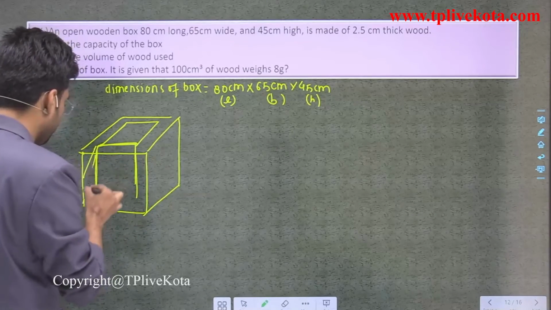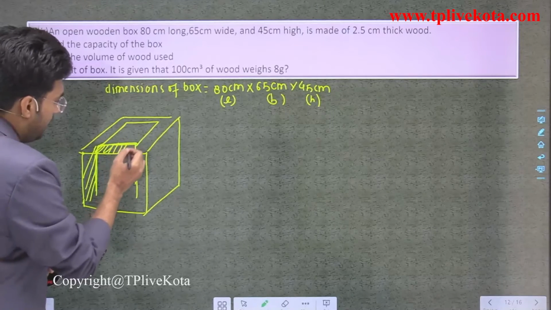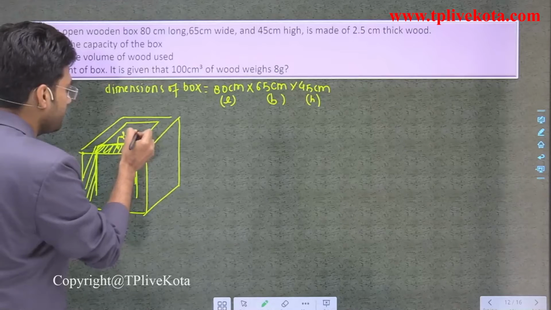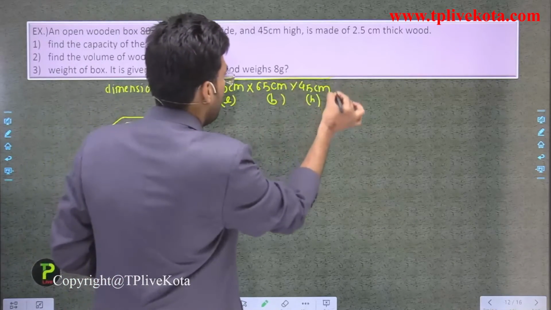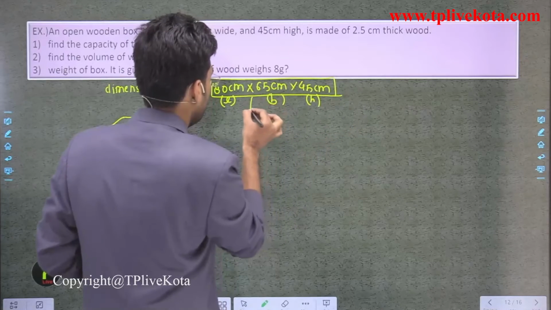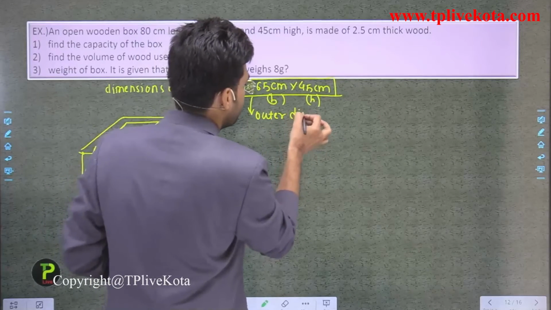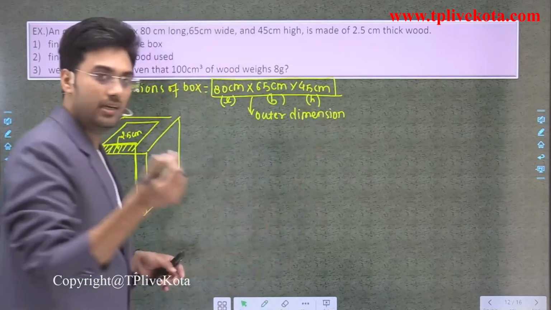Clear? So this is the thickness, and this thickness is 2.5 centimeter. Clear? So these are the outer dimensions. Now let's find the inner dimensions.